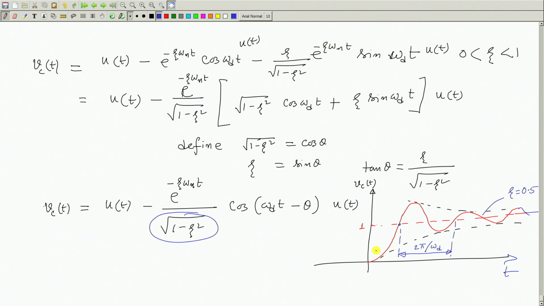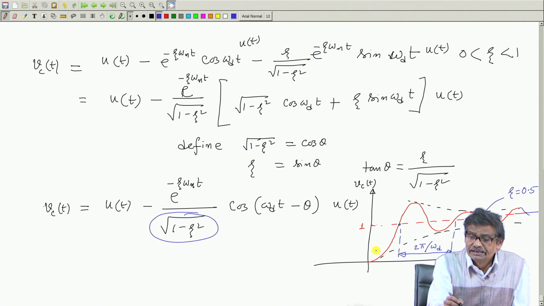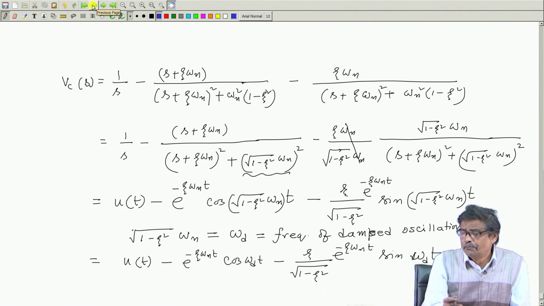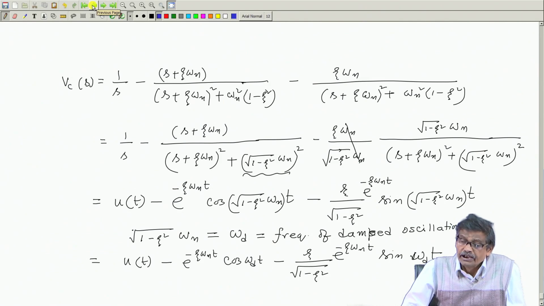Generally, systems are made slightly underdamped, zeta equal to say 0.8 or things like that. Okay. Anyway, so this is the classical example or application of Laplace transform to find out the response of an RLC circuit which is excited by a sinusoid.